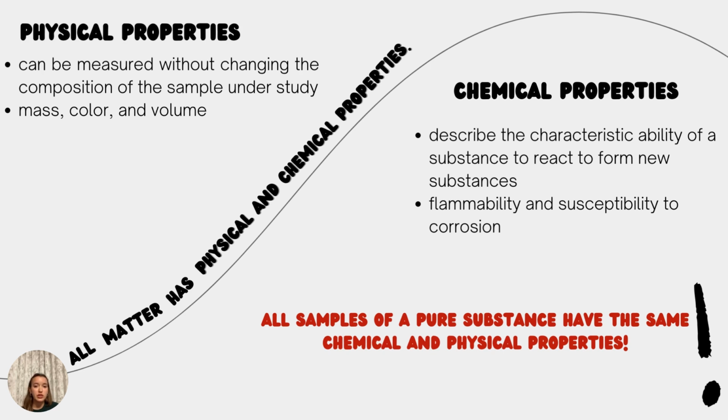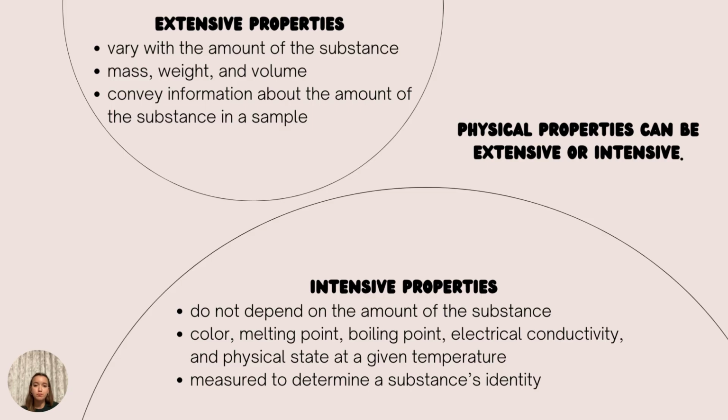While chemical properties do describe the characteristic ability of a substance to react to form new substances, and here we include flammability and susceptibility to corrosion. Now, no matter what, all samples of a pure substance have the same chemical and physical properties.